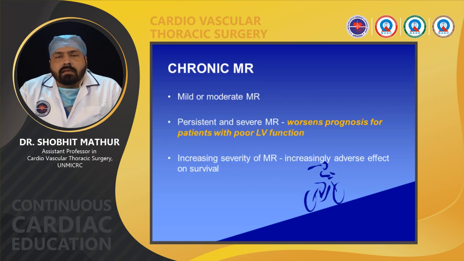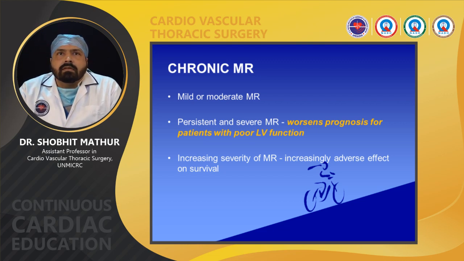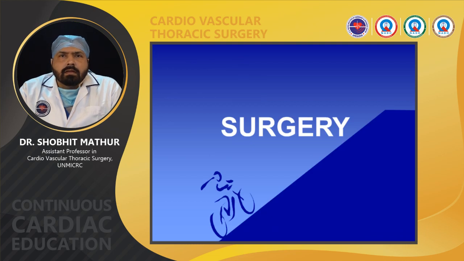Chronic MR is basically a gradually progressing mild to moderate MR. It becomes persistent and gradually it becomes severe MR. So a severe MR has got worse prognosis for patients with poor LV function. The increasing severity of MR has got adverse effects on survival. Now coming to surgery and basically to the various surgical principles that have to be practiced while surgically treating ischemic mitral regurgitations.